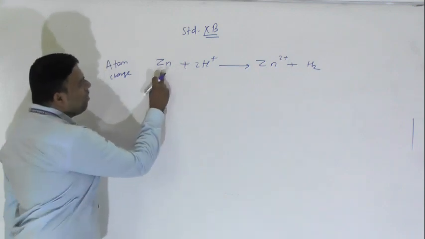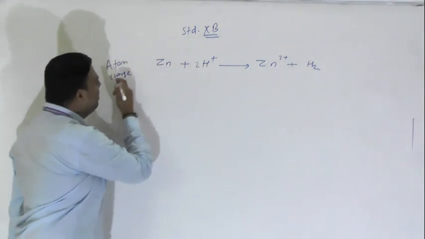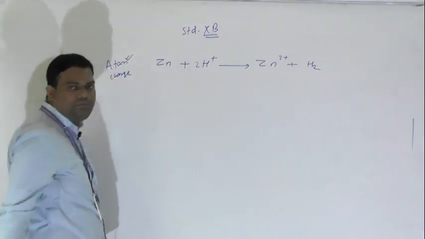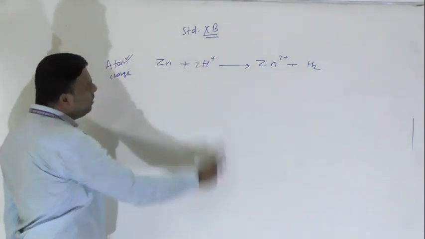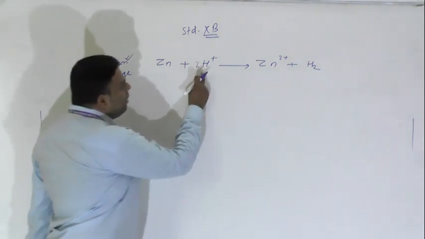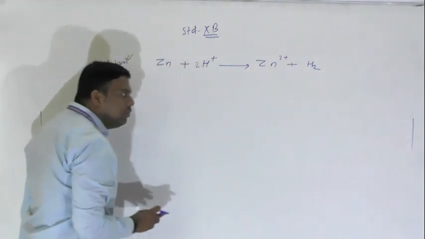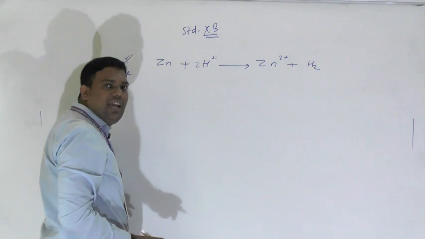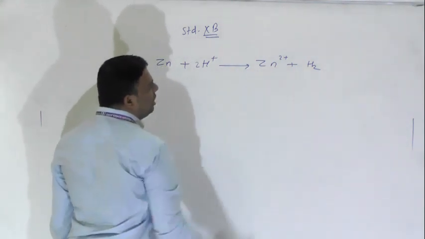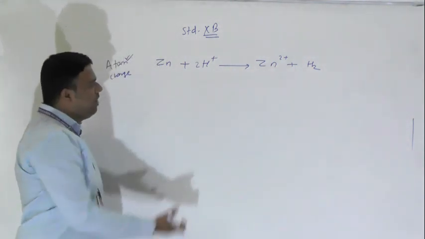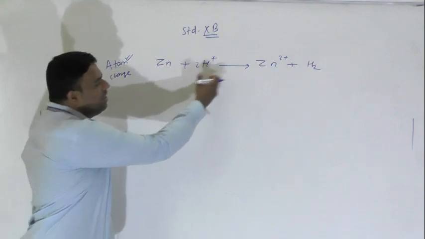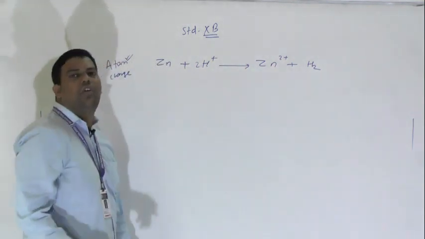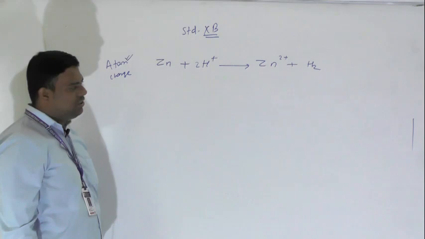Here one Zn, so our atom is balanced. Hydrogen 2, here also hydrogen 2. Now see the charge: here total 2 positive charge on the LHS, and here in Zn2 plus, also 2 positive charge. So our reaction is balanced.